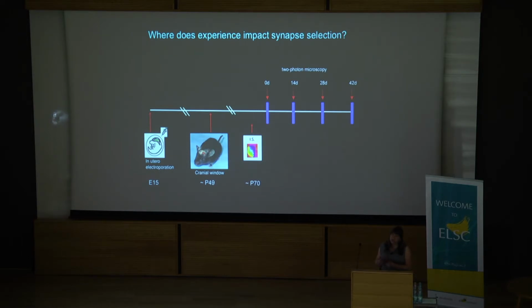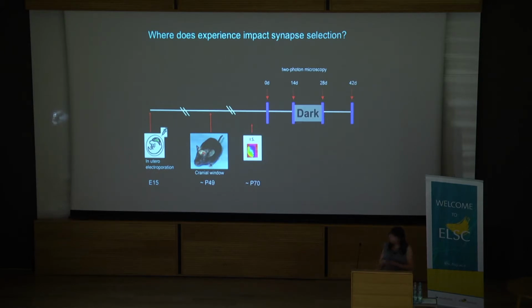And so the way that we can look at that is, since we do map these cells into visual cortex, these are cells that receive visual input, we can manipulate the visual experience and ask, does it influence the spine dynamics? And so in this particular experiment, it's a very similar experimental paradigm to what I showed you before, except we did longer imaging intervals, because it turns out that the excitatory changes tend to be relatively slow. And when we're only looking at excitatory, there's no point in doing daily intervals. And so what we did is we did 2-week intervals.